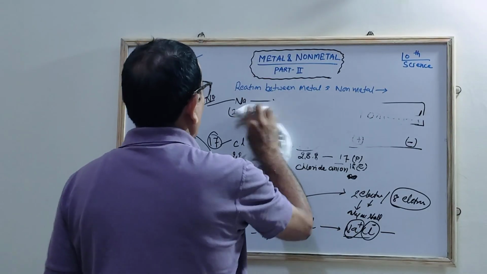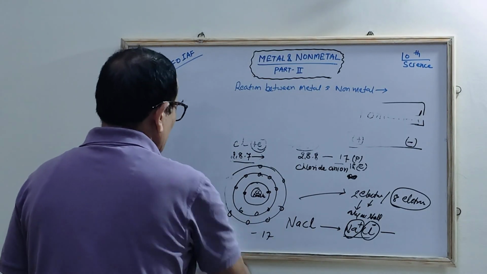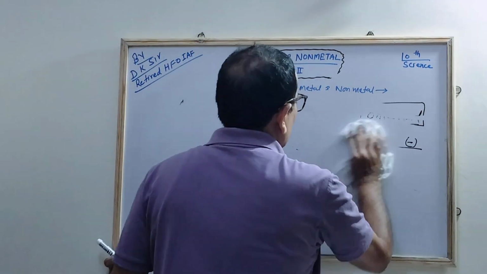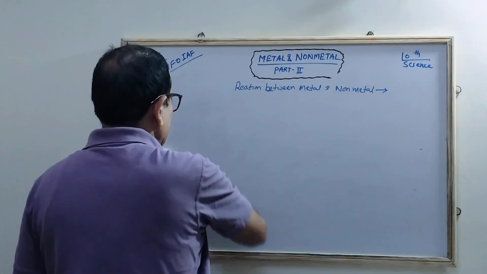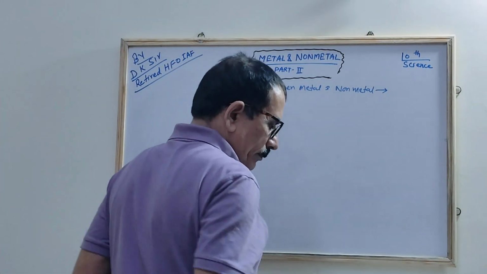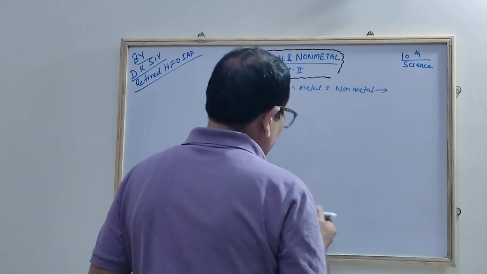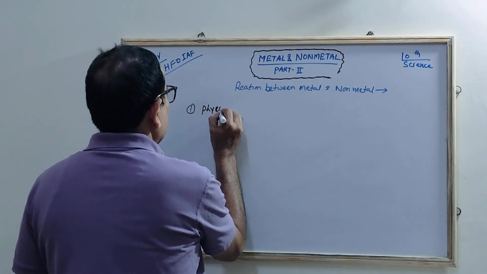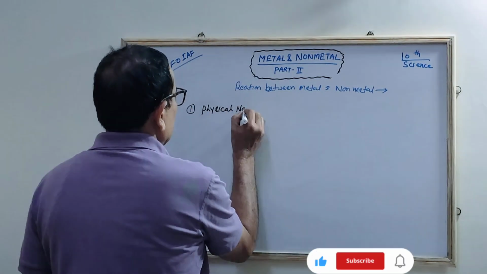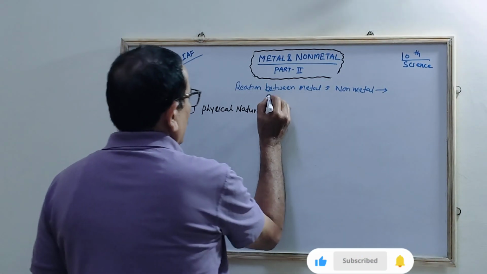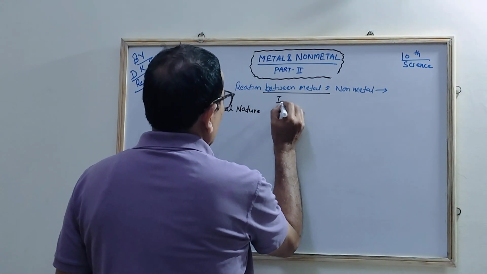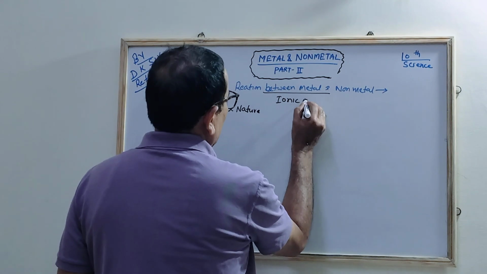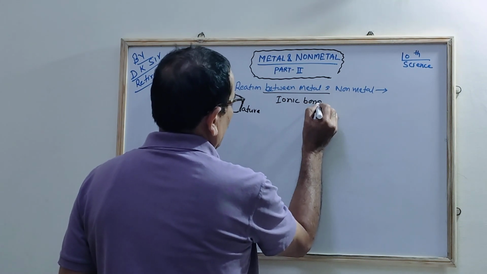Now we will see the properties of the ionic bond, correct? The ionic bond properties we will see one by one. First we will see the physical nature. Physical nature. Here we will see the ionic bond.